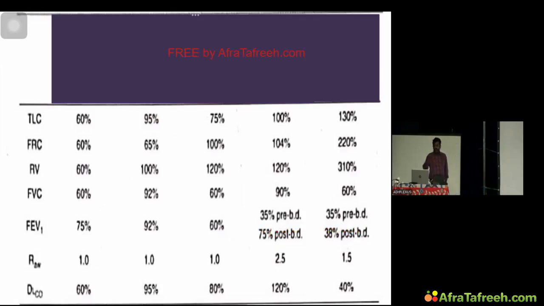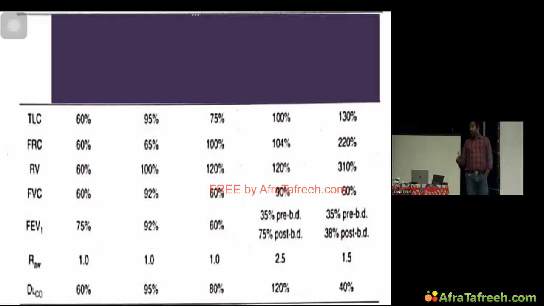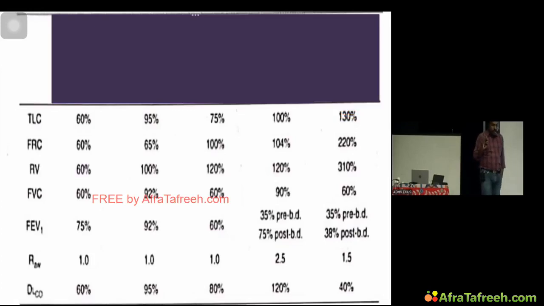For the first flowchart, you take the first flowchart. What is the first step? FEV1 by FVC ratio. Here FEV1 by FVC ratio is normal or increased. So what kind of pathology is it? It should be restrictive pathology. What is the second step? If it is restrictive in your flowchart, you have to see whether RV is normal or decreased.